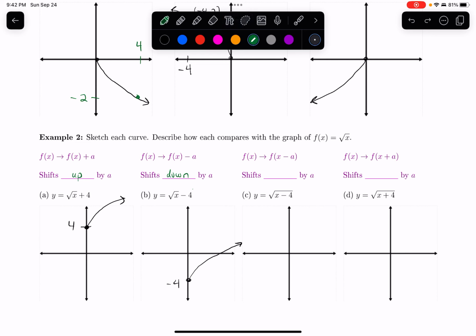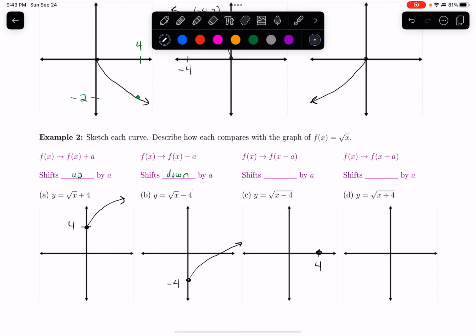So let's say for part C, I wasn't sure what happened. It's going to be some type of shift, I'll say that right now, but let's say I wasn't sure which direction it's going to shift. One way I could verify it is by plugging in a value. In the original function, the starting point happened when I was doing the square root of 0. So what would I have to plug in for the x here so that I end up with square root of 0? Well, I would have to plug in positive 4. So when x is positive 4, that's when the y value is going to be 0. So that's going to be the point (4, 0).